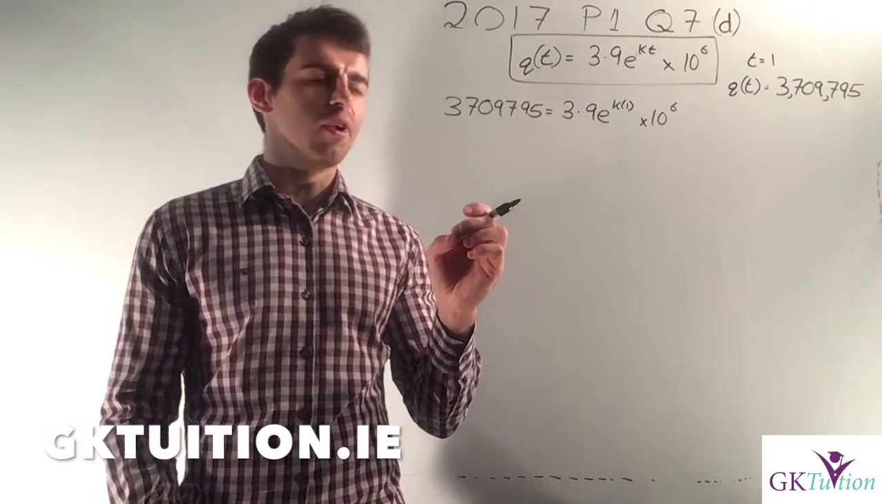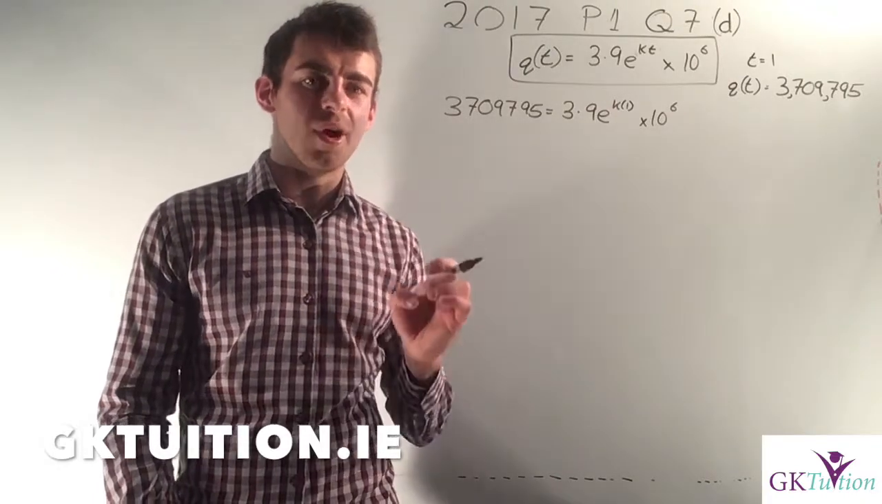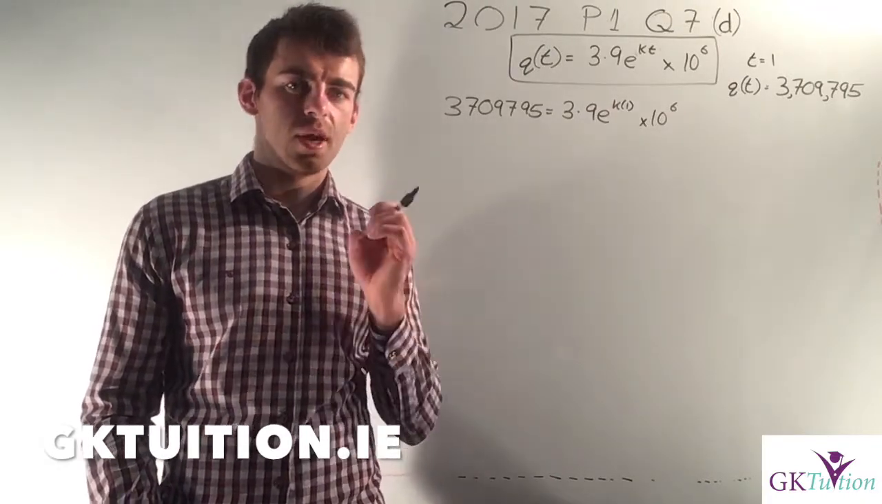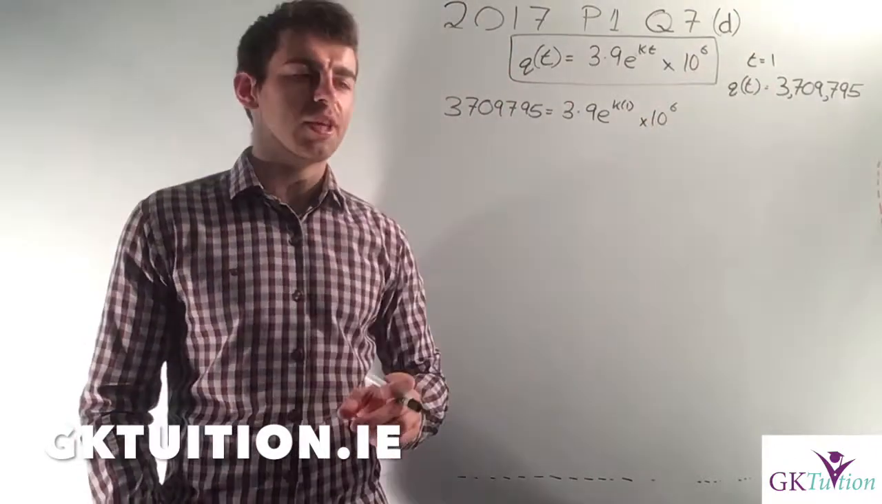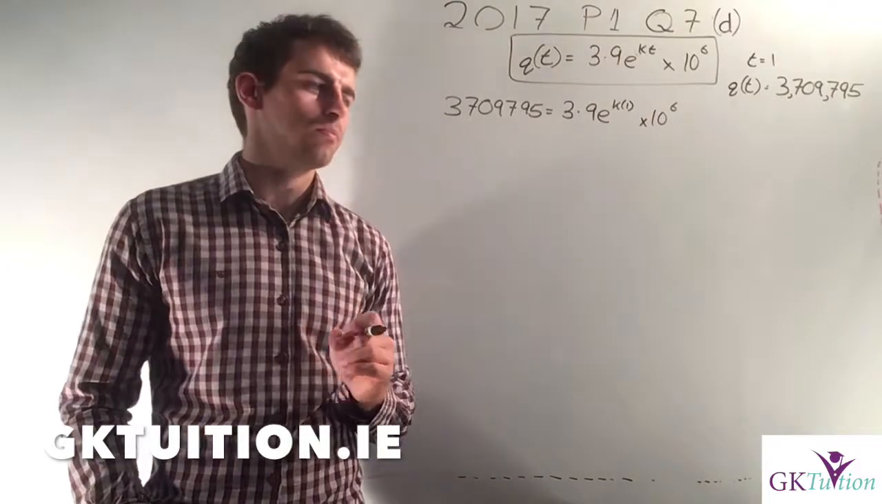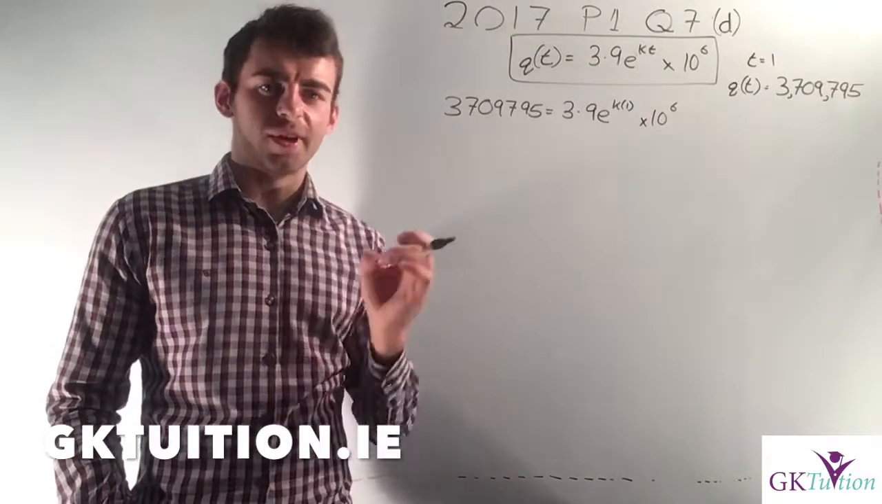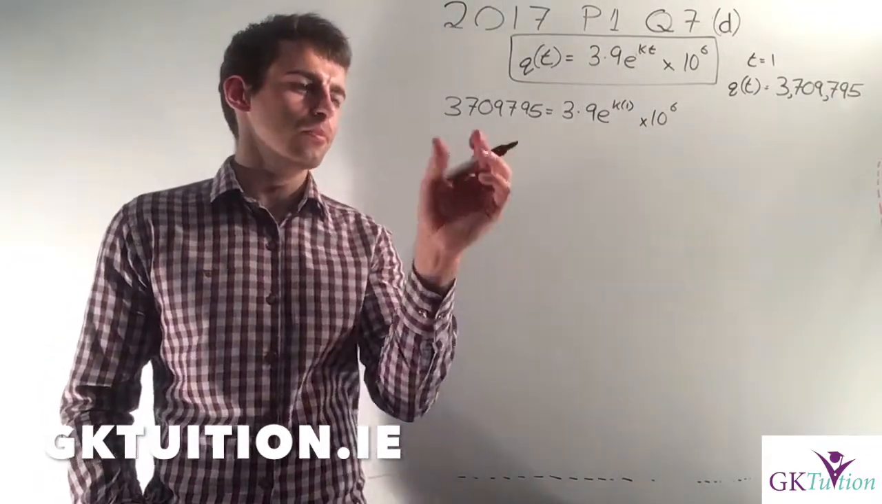The question says to write out an equation to show that k is minus 0.05. So again, the first thing you do is you write out your formula, you write out the information you've been given, and then you do your substitution. So at this point now, we can simplify this down to try and find our k.